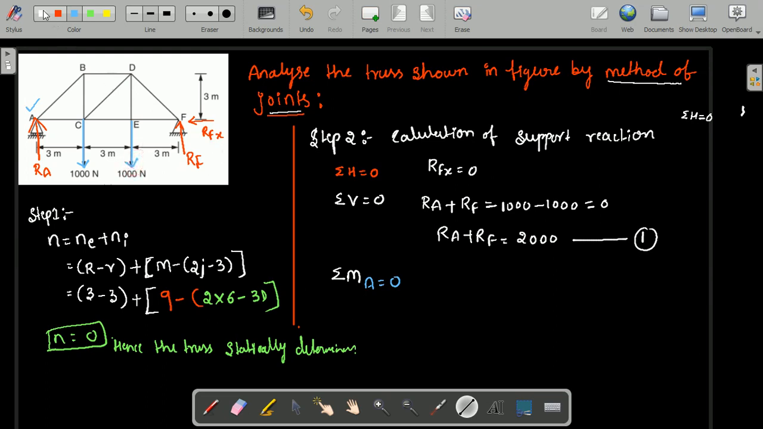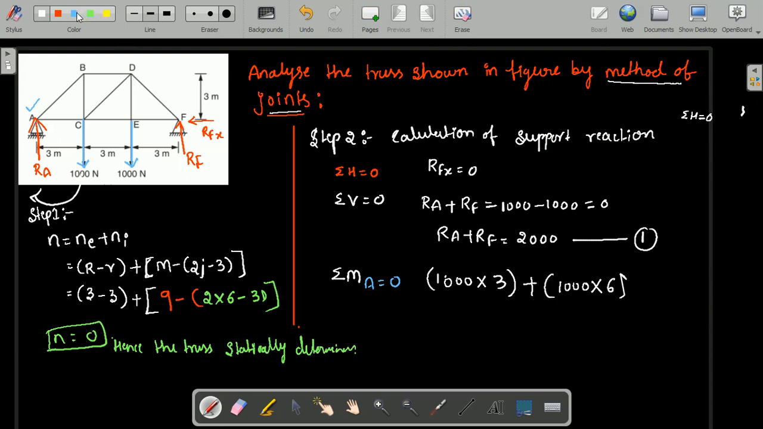1000 into 3. 1000 into 3, correct. So that is 1000. The perpendicular distance from that force to point A is 3 here. And you just observe the direction. In order to reach point A, this force should come like this, clockwise, therefore it is positive. Similarly, we are having another 1000 Newton which is acting at point E. What is the moment due to this 1000 Newton acting at point E about point A? 1000 into 6. Force is 1000, perpendicular distance is 6.